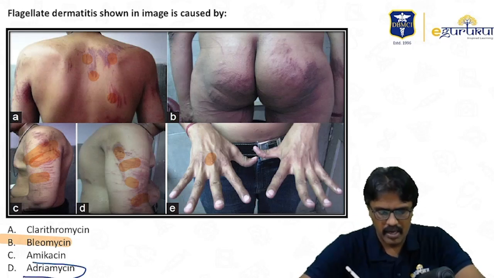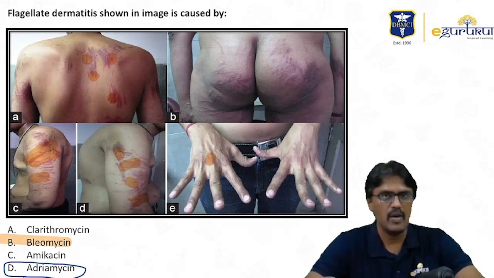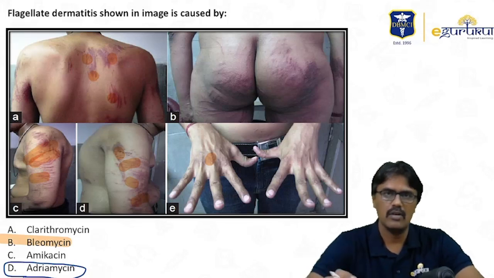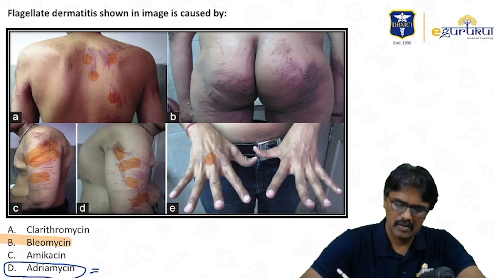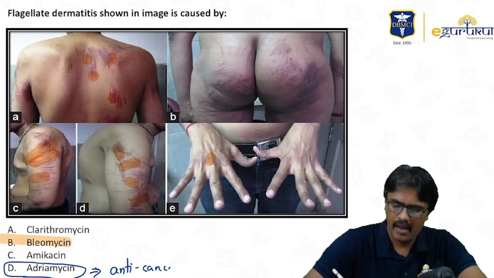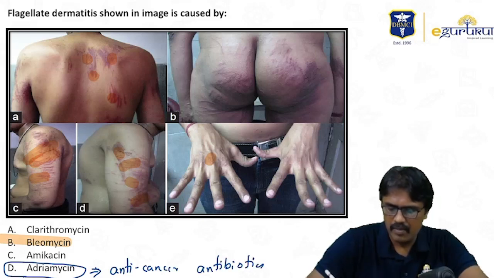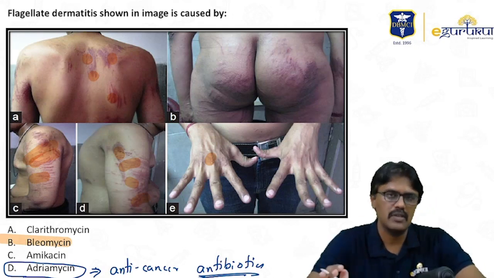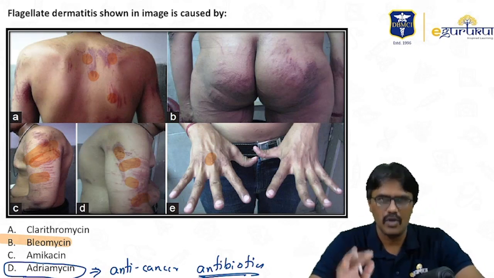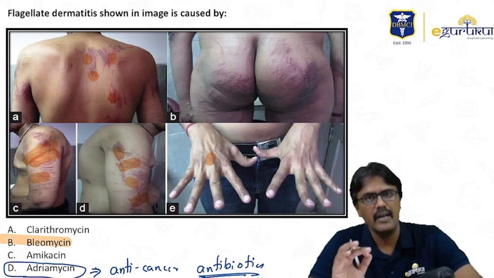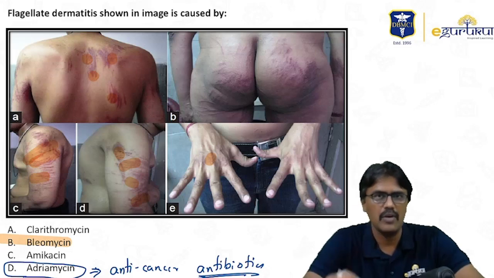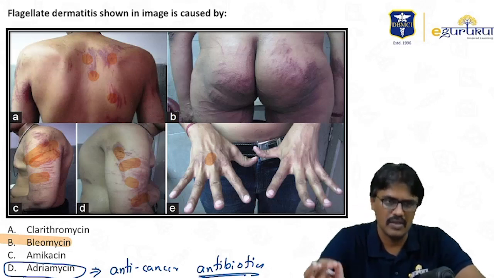Adriamycin belongs to the anti-cancer drug antibiotics. And the main problem with these, daunorubicin and doxorubicin, is they can cause cardiotoxicity. That's the main issue. How do you prevent that? It can be prevented by using a molecule called dexrazoxane. So that is the one.